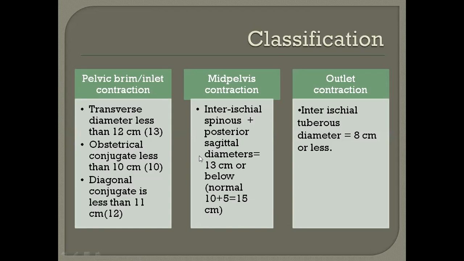Okay, then outlet contraction. Here, the distance between the two ischial tuberosities, you know the ischial tuberosity, the biggest projection at the ischium. So here the interischial tuberous diameter, if it is 8 centimeter or less, then we can say it is outlet contraction. So these are the three classifications.